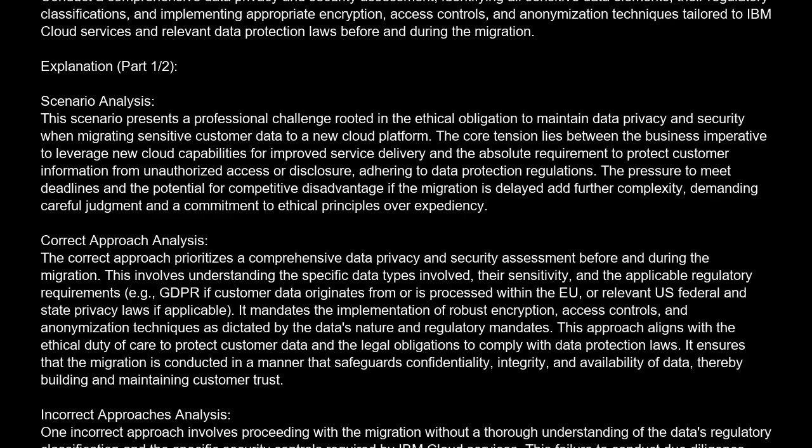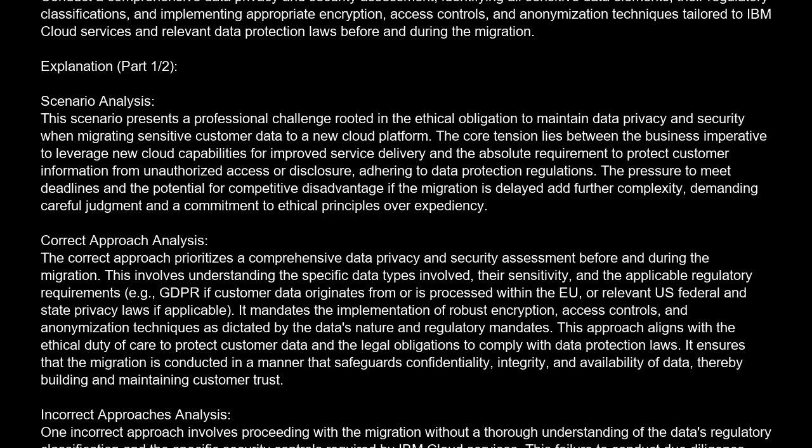The correct answer is D. Conduct a comprehensive data privacy and security assessment, identifying all sensitive data elements, their regulatory classifications, and implementing appropriate encryption, access controls, and anonymization techniques tailored to IBM Cloud services and relevant data protection laws before and during the migration.